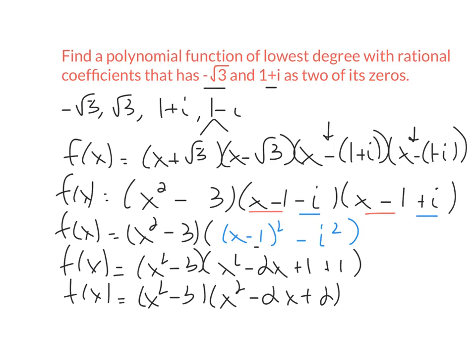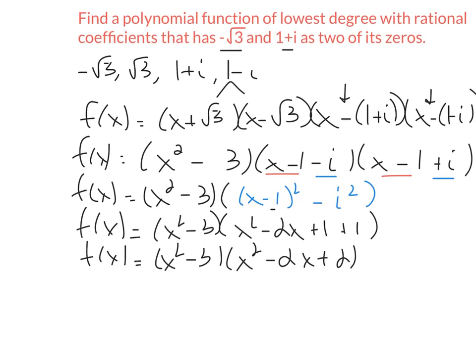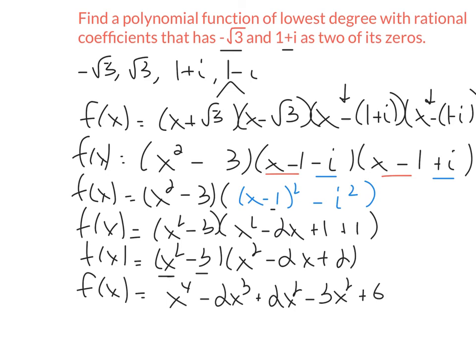All right, and I'm going to multiply that out. It's going to take me 2 more lines. I know it's long, but 2 more lines and we're done. I'm going to distribute this x squared all the way through the second parentheses. I get x to the fourth minus 2x cubed plus 2x squared. And then I'm going to distribute the negative 3 all the way through. Negative 3x squared plus 6x minus 6.